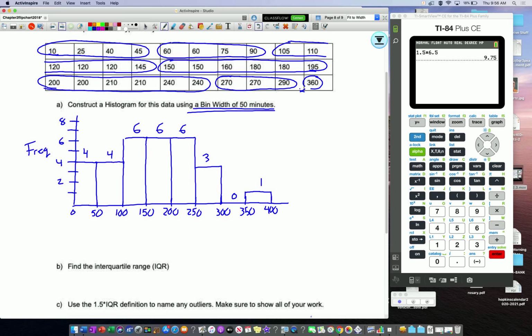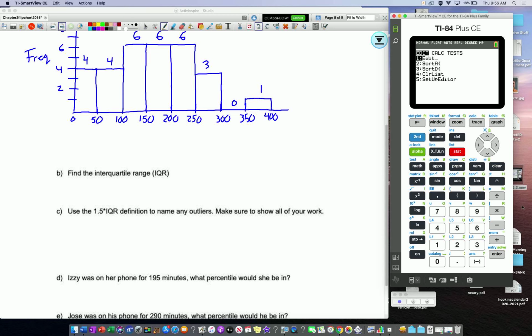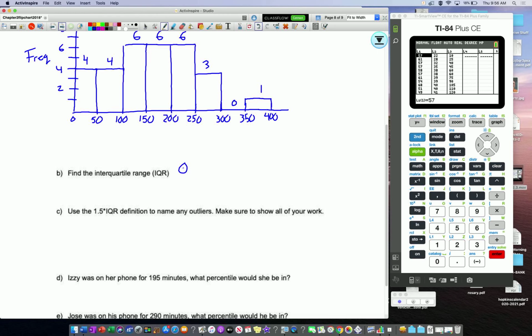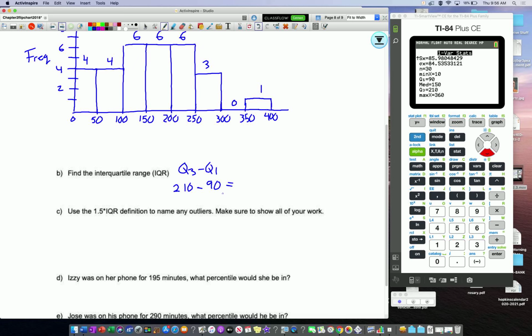All right, so now B says find the interquartile range. So, thank goodness Mr. Bart's stat edit has them in list 3, because interquartile range, remember, is Q3 minus Q1. So I'm going to use my calculator to say stat, calculate, one variable statistics, and he's entered them into list 3. I'm going to calculate it out. And so now to help me find it, remember, Q3 was 210, Q1 was 90. Subtract those two and I get 120.